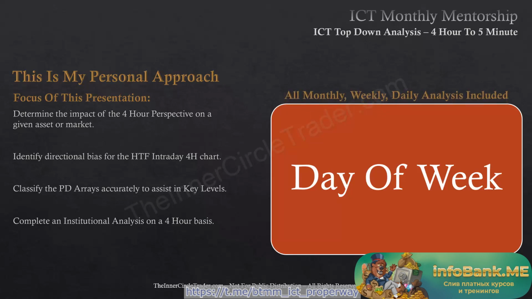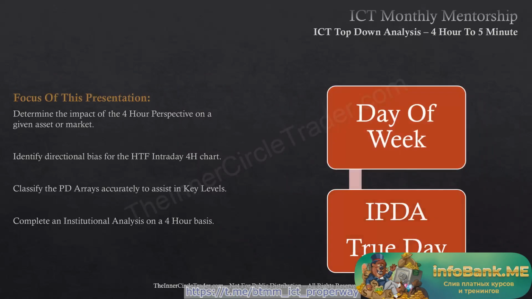Before we go any further, though, all monthly, weekly, and daily analysis is included when viewing the 4-hour perspective. After I determine the day of the week and what type of profiles and templates may exist for that particular day, I'm going to be looking at IPDA and defining it in true day. So I want to make sure I'm only focusing on setups inside of the parameters that make up true day, as taught to you in the mentorship.